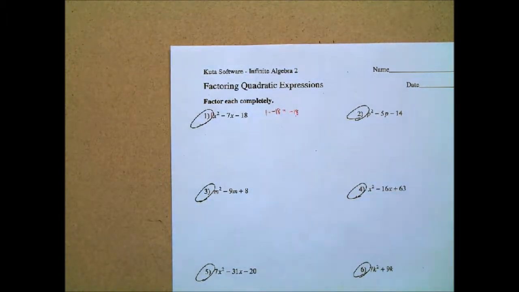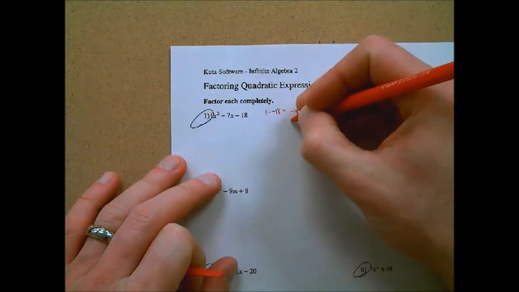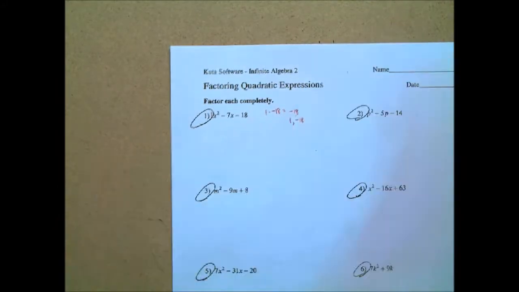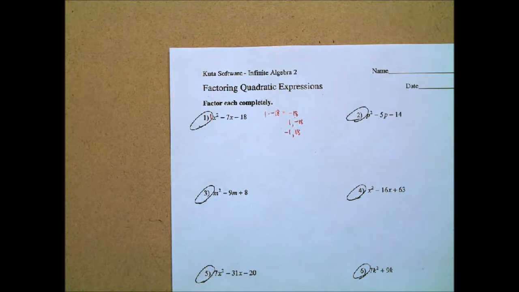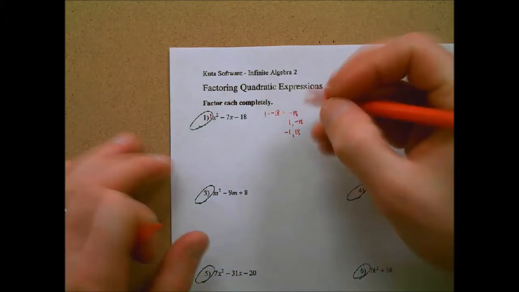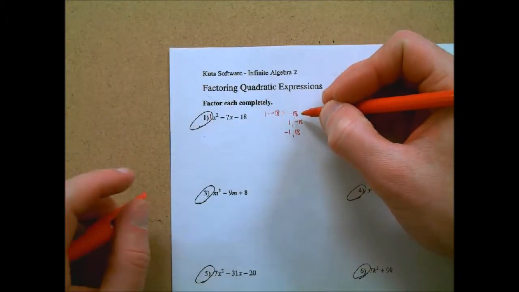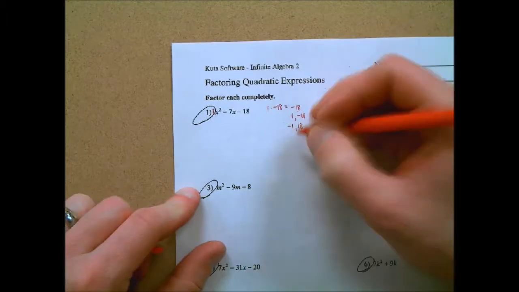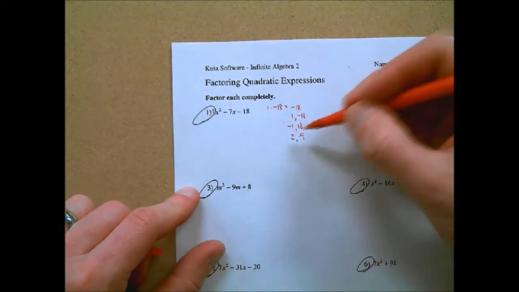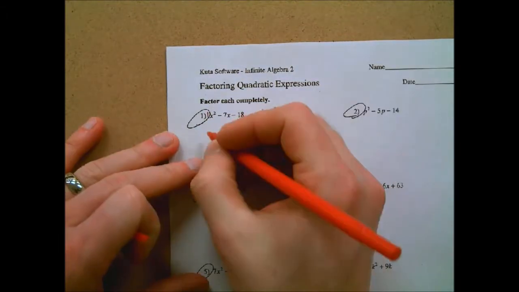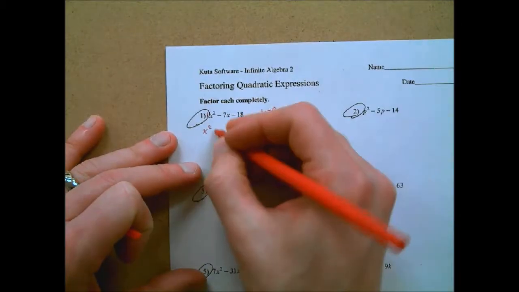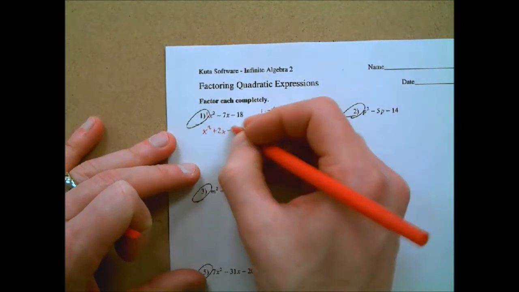So let's just go through it. I could say 1 and negative 18. I could say negative 1 and positive 18. Do either of those combos add to make negative 7? No. Nope. So I got to keep going. Let's see. How else can we multiply to get negative 18? 2 and negative 9. Does 2 plus negative 9 add to negative 7? Yes, it does. So we can say then x squared plus 2x minus 9x minus 18.